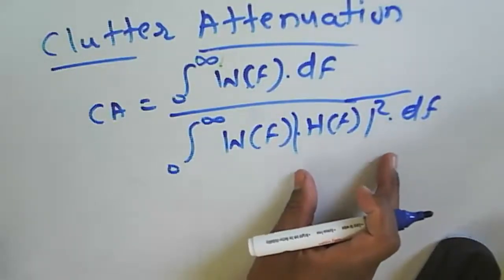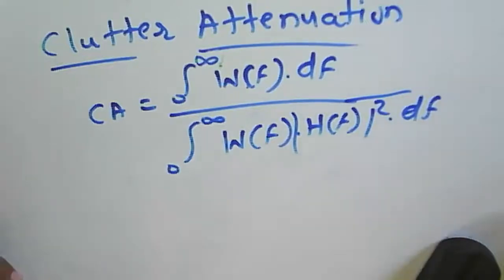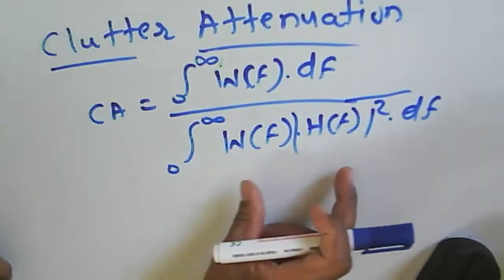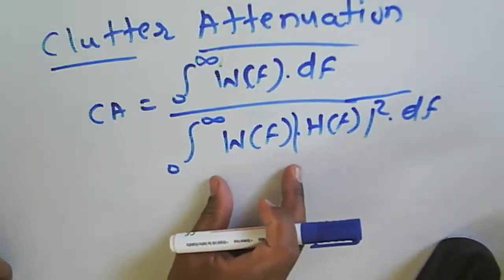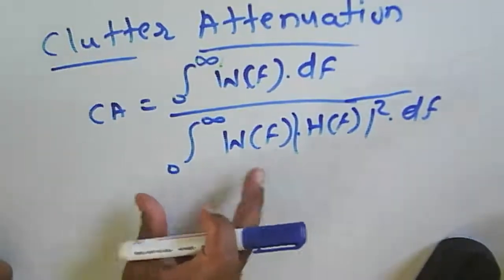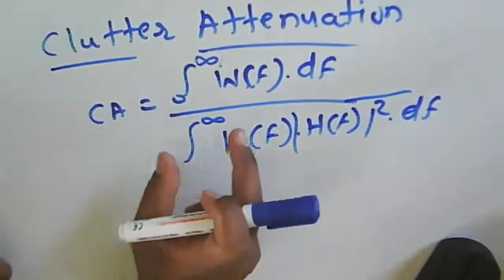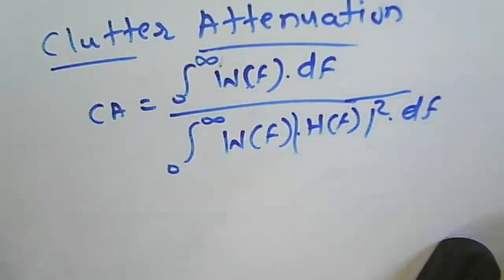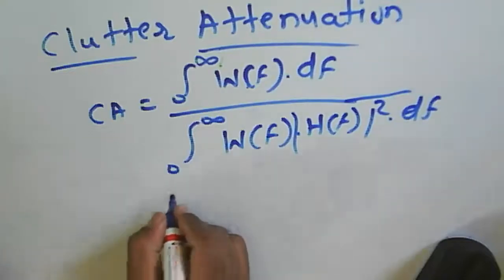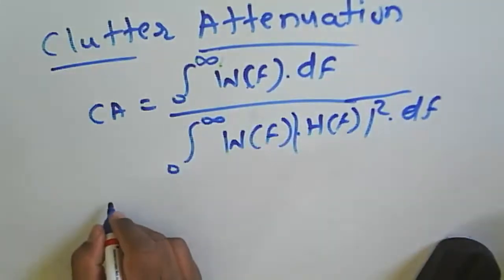Okay, this one is about a given particular delay line canceller. If we substitute the values of this W of F, we will get the clutter attenuation with respect to the standard deviation. What will be the standard deviation value?